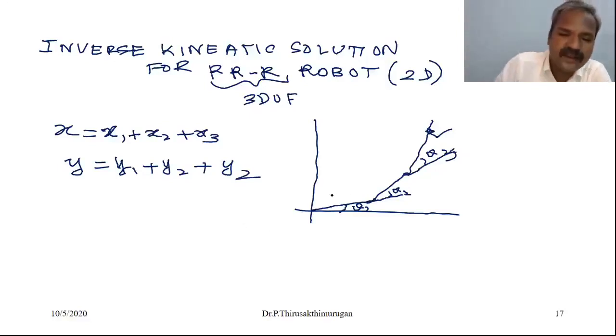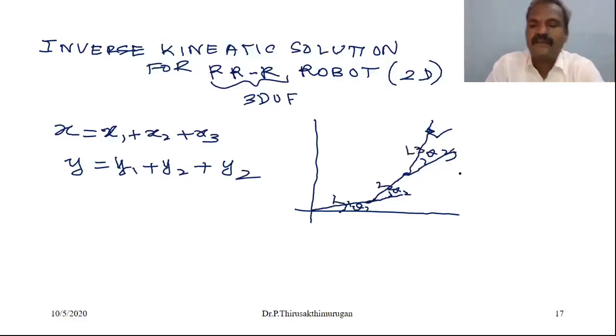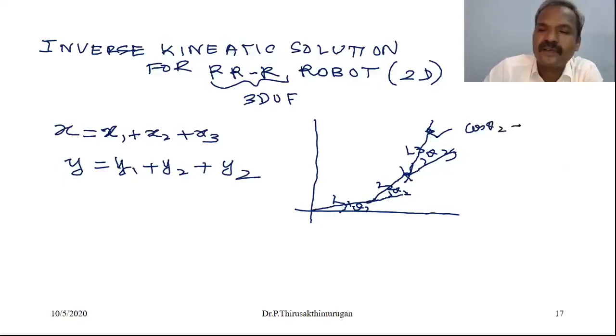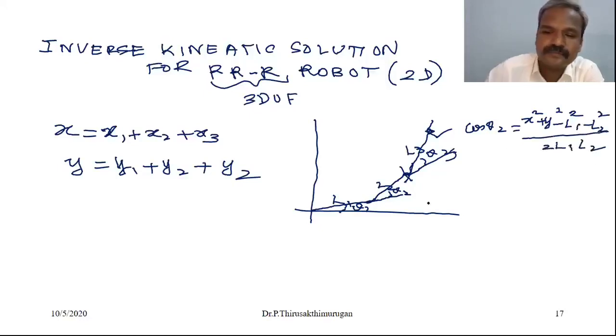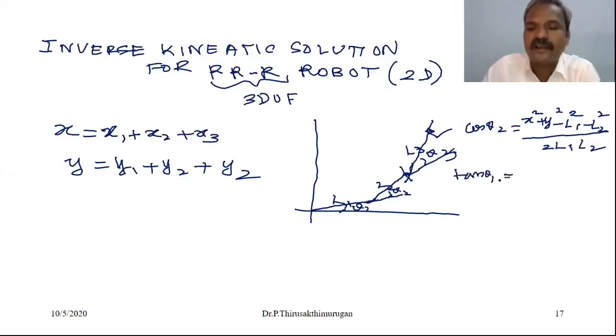So okay, this L1, L2, L3. We already have solution up to 2 dimensional, 2 degree of freedom robo. What is the inverse solution for 2 degree of freedom robo? So cos theta 2 equal to x square plus y square minus L1 square minus L2 square divided by 2L1 L2. Similarly, tan theta 1 we have also already determined.